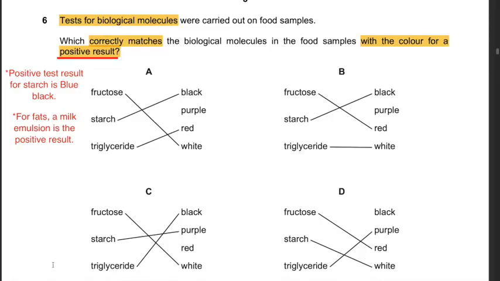Therefore, if you go to the answers A, B, C and D with starch matching to black, you would get the answer between A and B. And considering between answers A and B, if you look at fructose, there is no color called white, hence answer A is incorrect, leaving us with the answer being B. Fructose matching to red, starch matching to black, and yes, triglyceride does match to white because triglyceride comes under fats and for fats it is a milky emulsion, which is the positive result. Therefore, the answer is B.